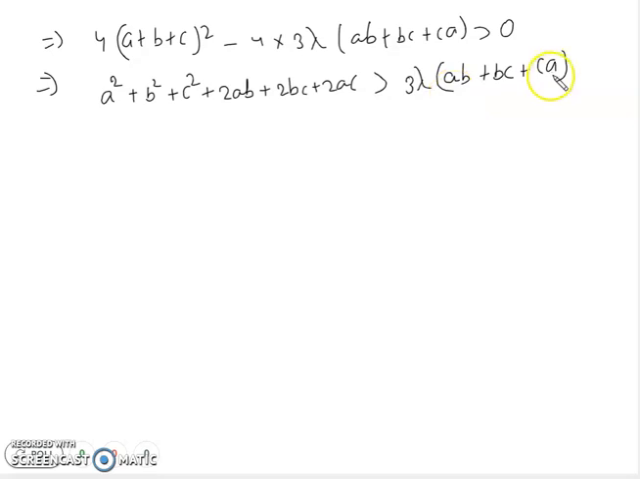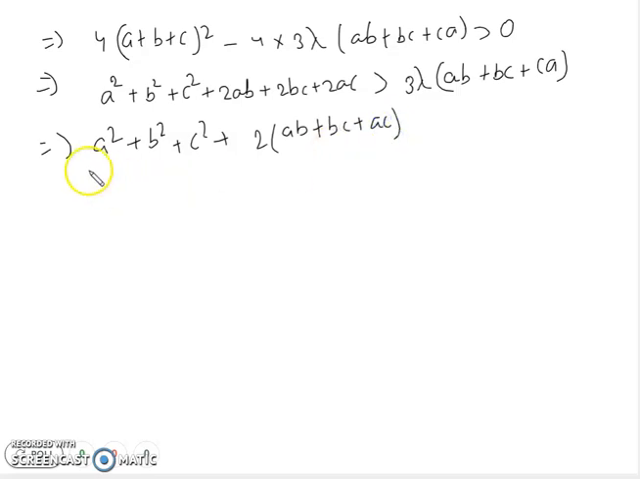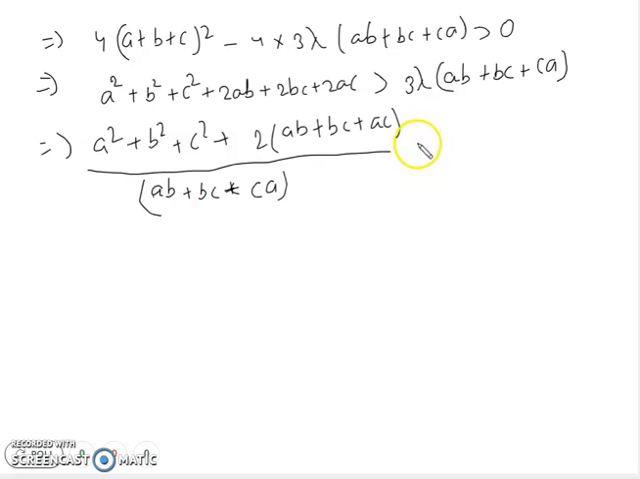And when we send this term into this side, from RHS to LHS, it will become a square plus b square plus c square, and after taking 2 as a common, we can write 2 into (ab plus bc plus ac), right? And when we convert this term into the division, we can write here ab plus bc plus ca, right? Are you getting my points? We can write here the ca, and its value is what?